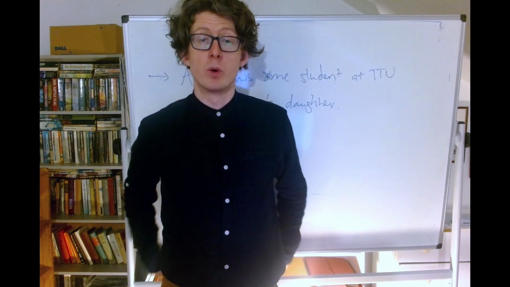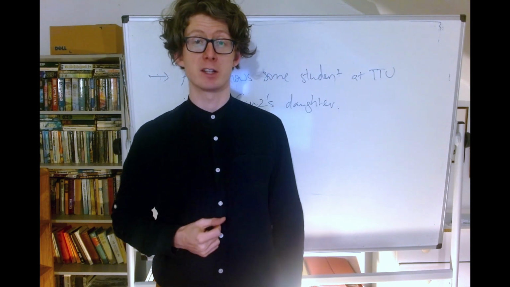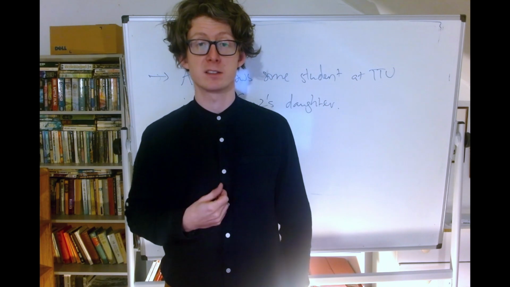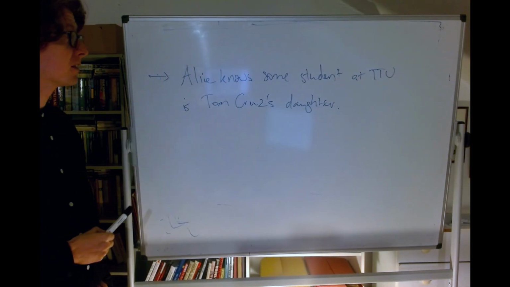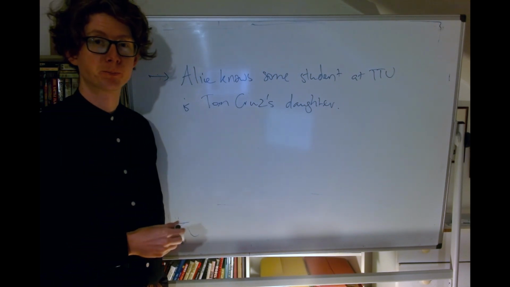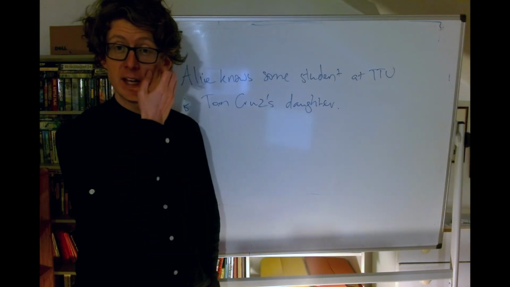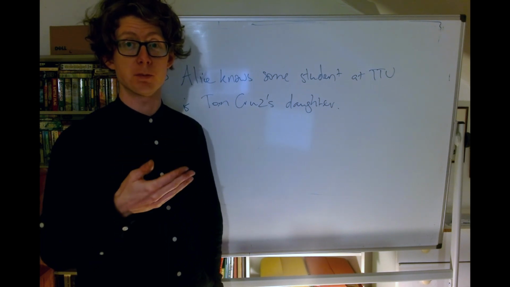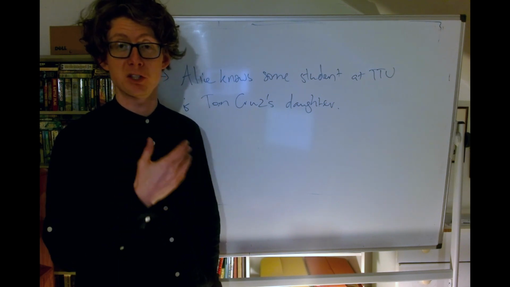So to get a sense of what's involved in a scope ambiguity, the easiest thing to do is to just think about a particular example and see that it gives rise to multiple readings. So take this sentence I have on the board: Alice knows some student at TTU is Tom Cruise's daughter. I'm going to now give you some quick arguments that actually this sentence is ambiguous. There's more than one way to understand what this might be saying. And to do that, we can imagine two very different kinds of situations in which the sentence might be true.